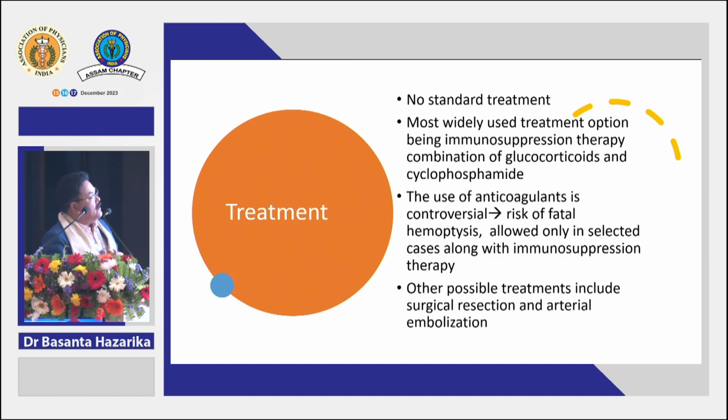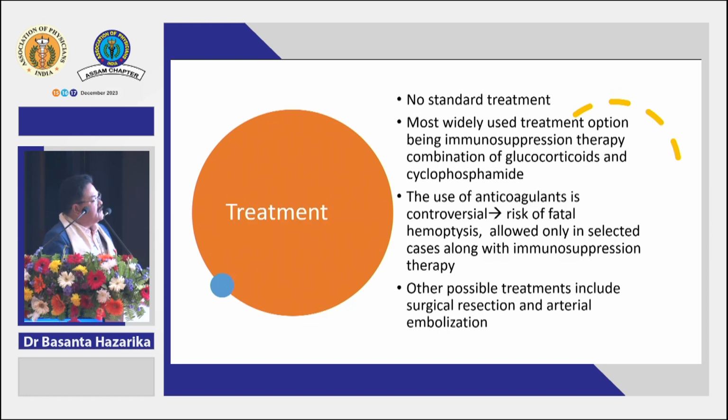So, there is no standard treatment, but the promising treatment is a combination of glucocorticoid and cyclophosphamide. In our patient, we gave pulse cyclophosphamide and glucocorticoid. We gave about 4 to 5 pulses. The use of anticoagulation is controversial. The risk of fatal hemoptysis is there, so it is allowed only in selected cases along with immunosuppression therapy.